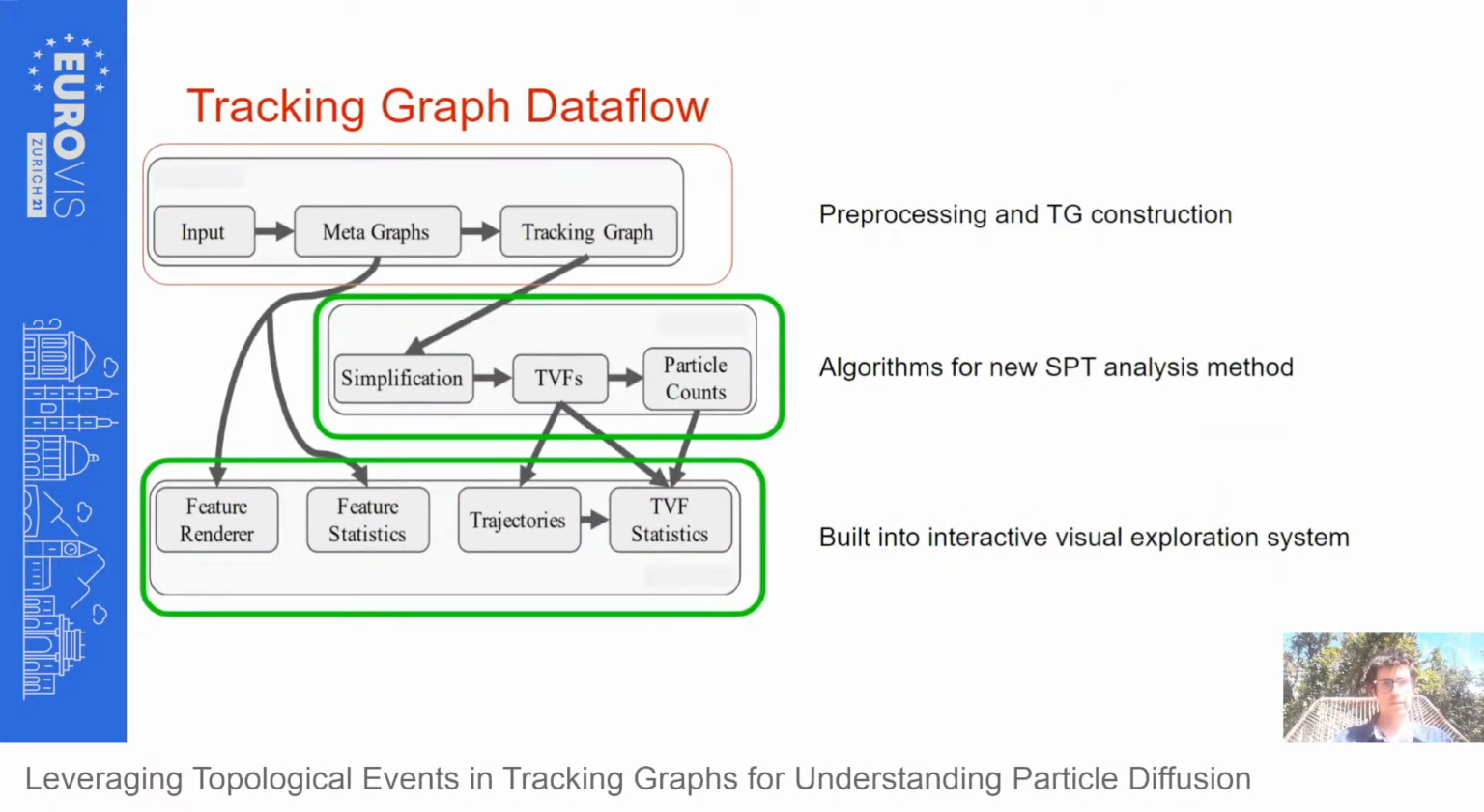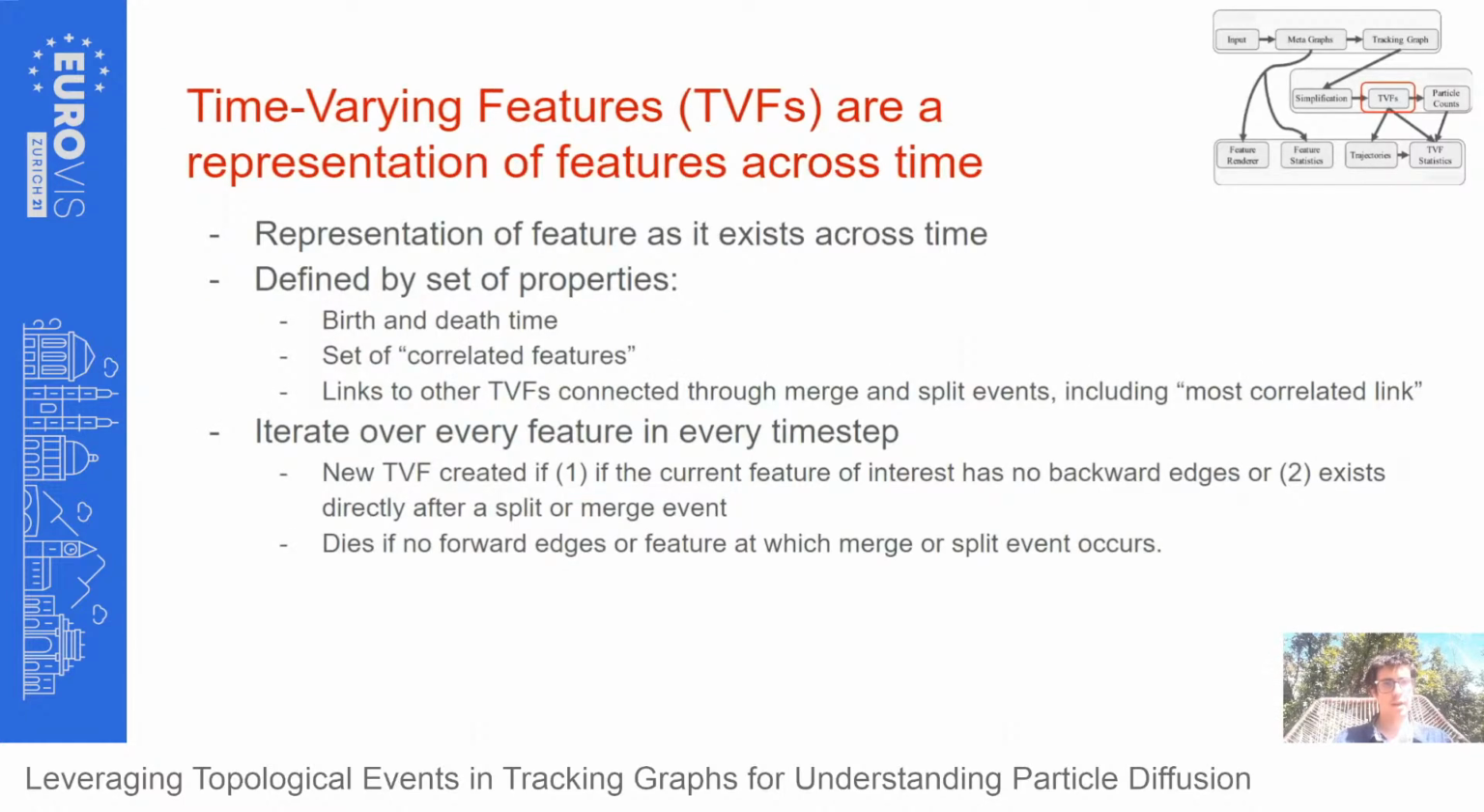This figure shows the data flow of this system, and I'm going to talk about the three main components of this system, focusing on a new algorithm for SPT analysis and the visualization tool we developed for exploring and analyzing SPT datasets. The first problem we approached is how to define features that exist across multiple frames, and also defining these time-varying features across merge and split events.